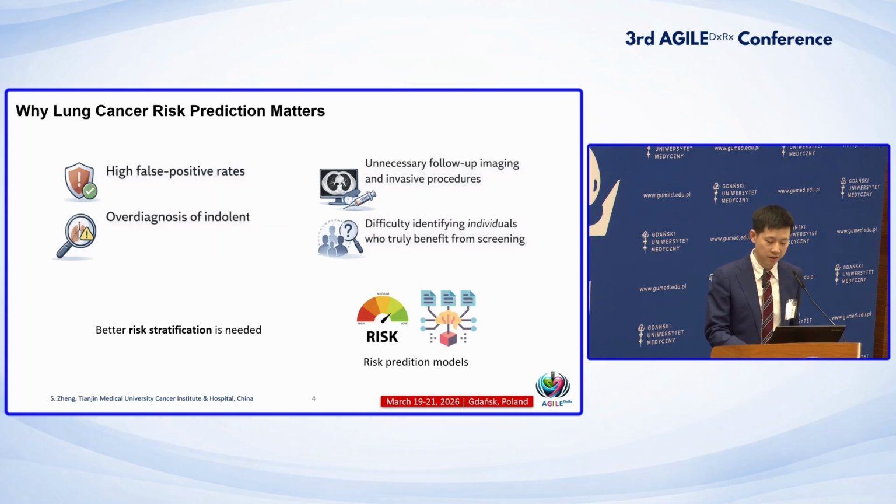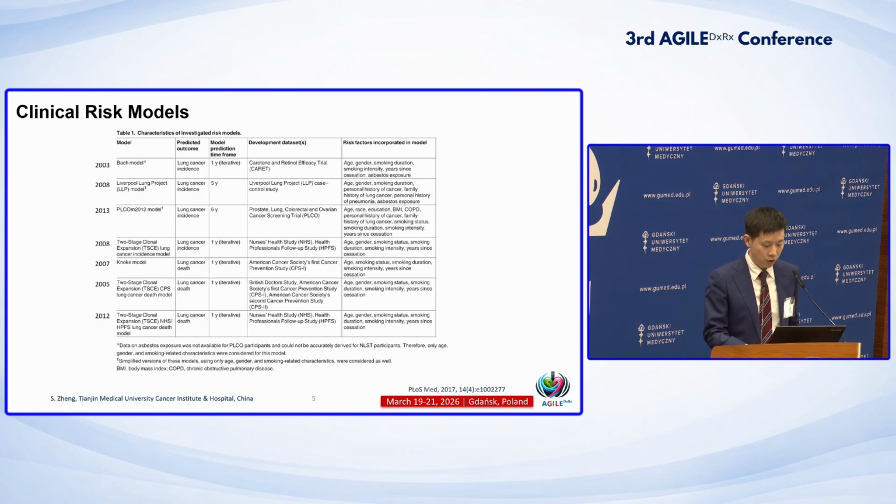To address these limitations, many lung cancer risk prediction models have been developed to improve screening efficiency and to identify high-risk populations. At the early stage, these lung cancer risk prediction models were mainly based on clinical factors. Here are some representative models, including the BAC and PLCO models.